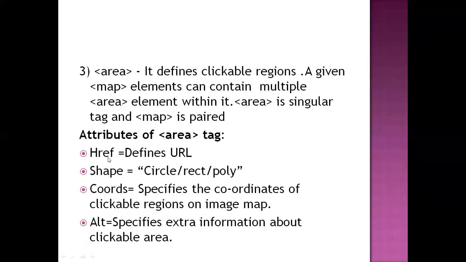href, hypertext reference, defines the URL. Shape can be circle, rect or poly. These are the only three possible values. We don't write rectangle, we write rect. For polygon, we write poly. Next, coords specifies the coordinates of the clickable region on the image map. If the shape is circle, then only 3 values come: center point and radius. For rectangle, diagonal points, so 4 values will come. For polygon, all the points.